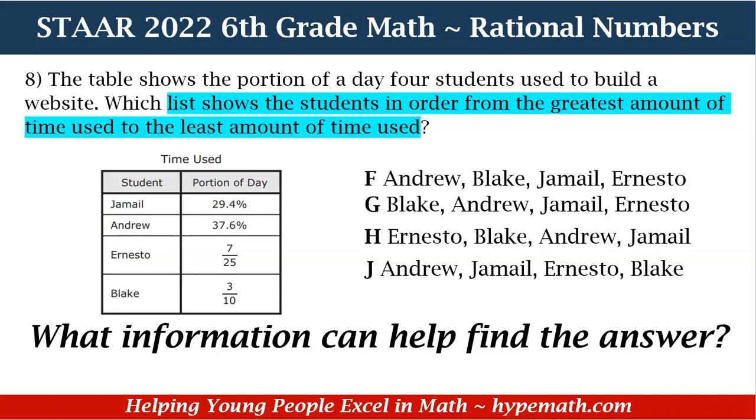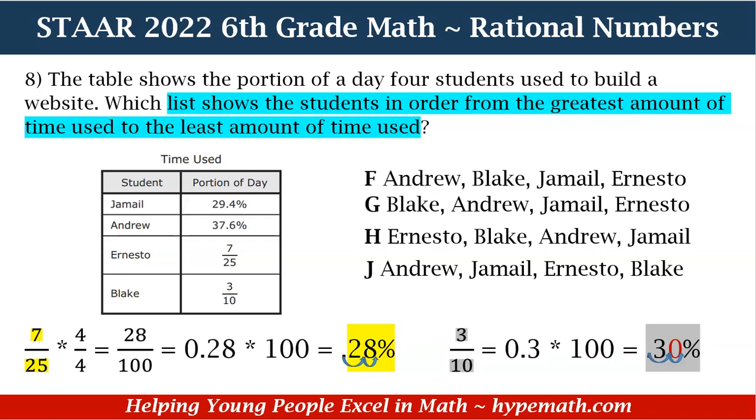So in order for us to even start solving the problem, what we're going to have to do is first convert our fractions to a decimal, and then after we convert it to a decimal, we're going to convert it to a percent. Okay, so that is 2 steps. The first step, let's start with 7/25. We are going to convert that to a decimal.